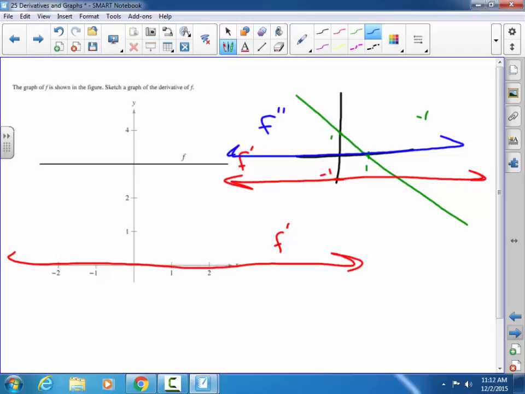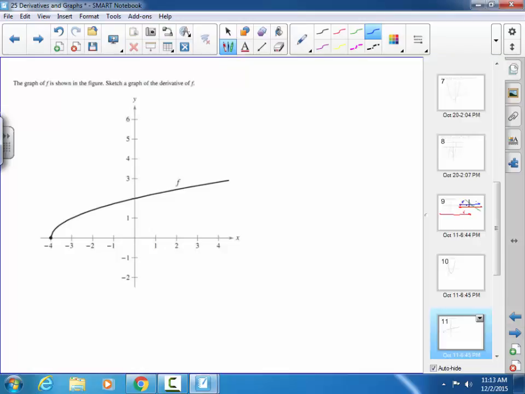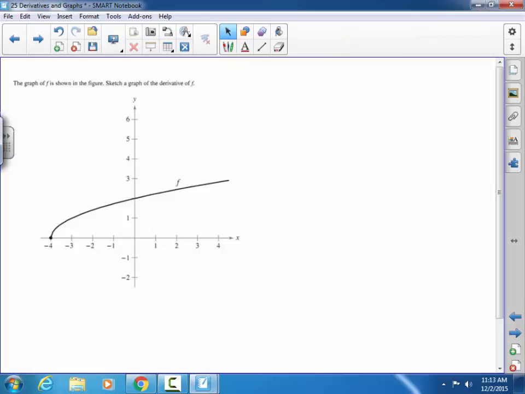Let's look at a couple more in this section here. I want to jump over to this graph here. Looks like it's about slide 11. Because this graph is a little bit different than what we've seen before. And the directions are find the derivative, or sketch the graph of the derivative. So how do we always start off to sketch the graph of the derivative if we've got the graph of the function?